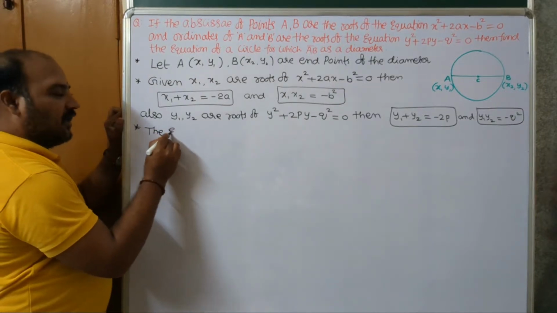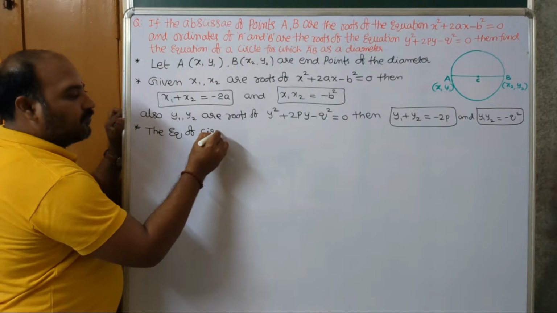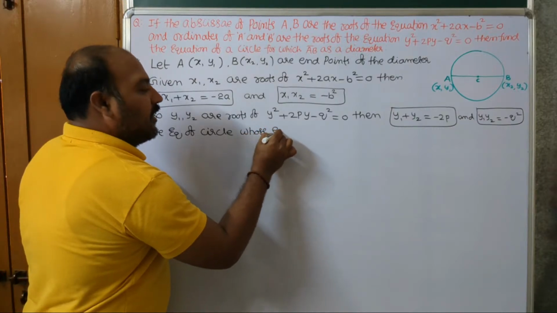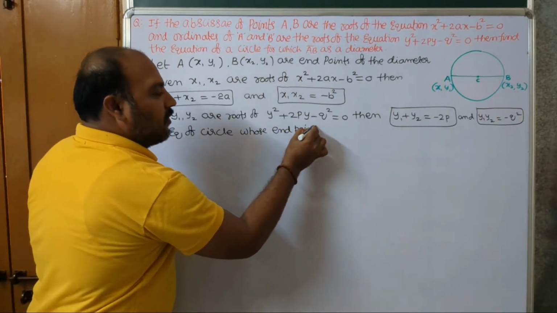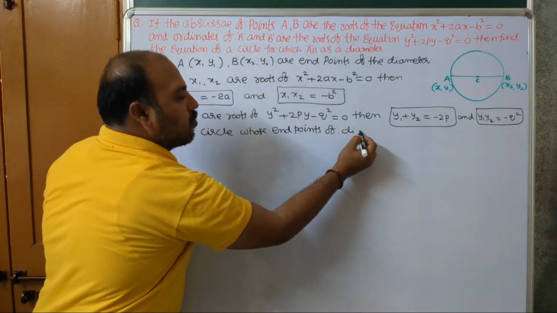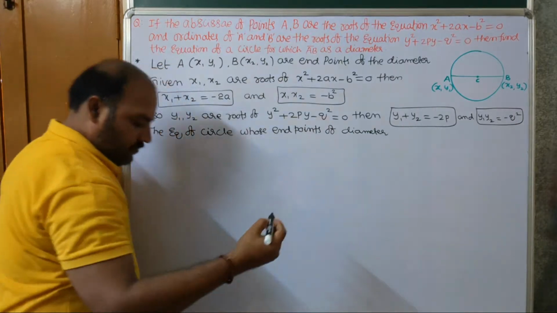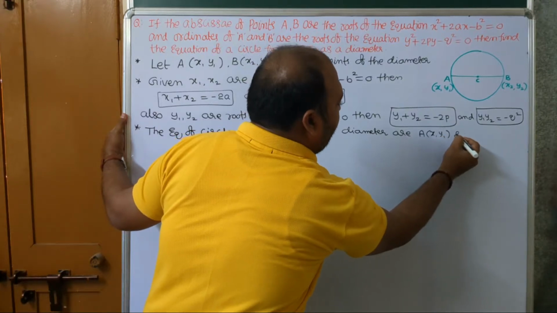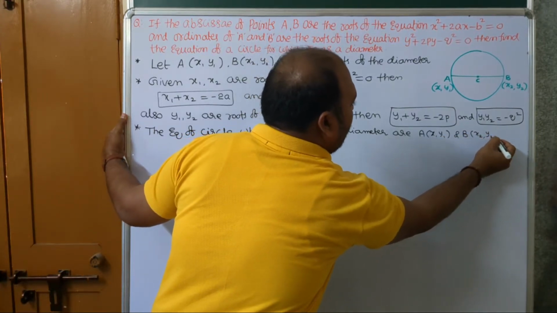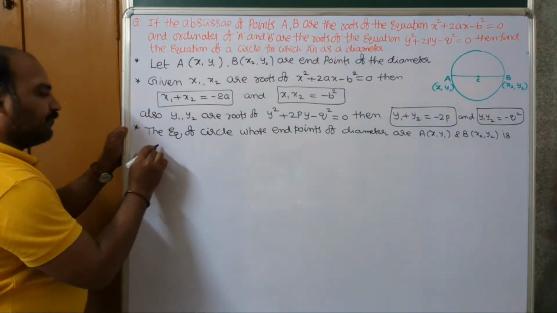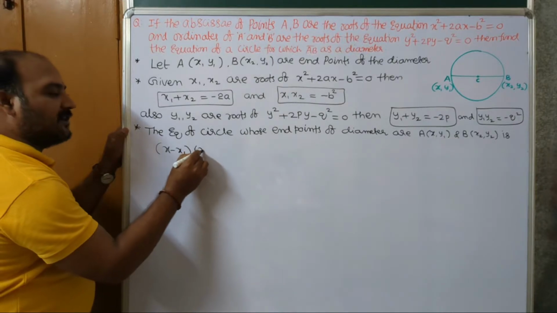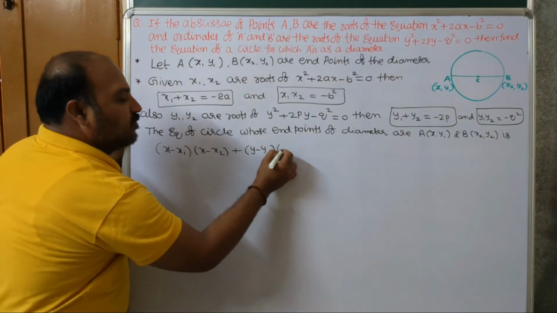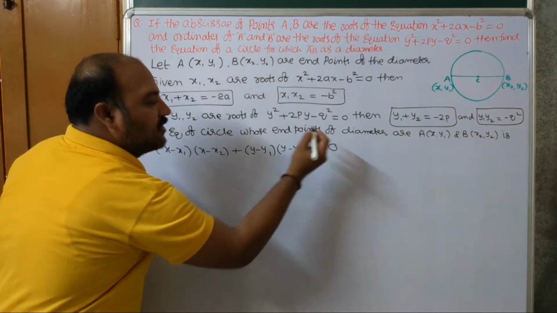After completing these steps, third step: the equation of the circle whose end points of the diameter are A of x1, y1 and B of x2, y2 is x minus x1 into x minus x2 plus y minus y1 into y minus y2 is equal to 0.